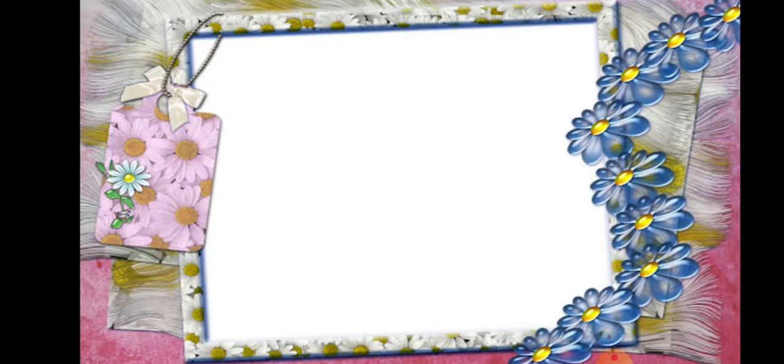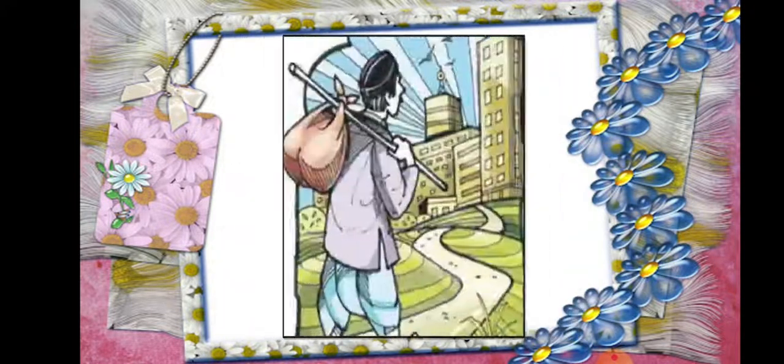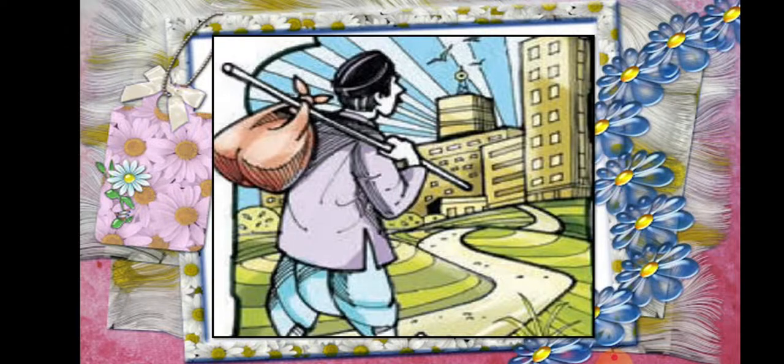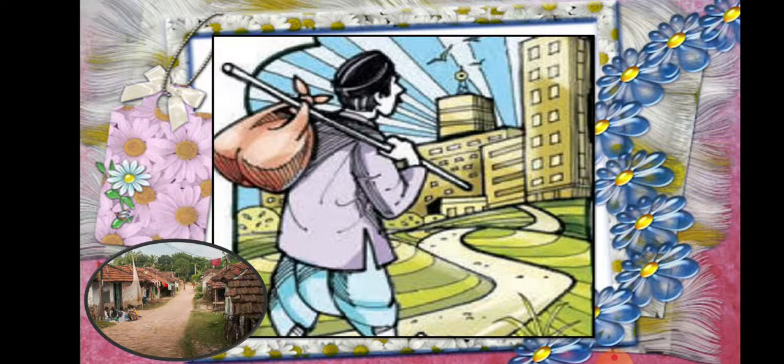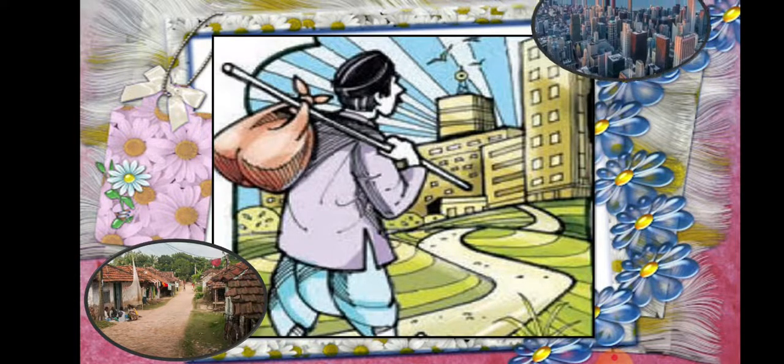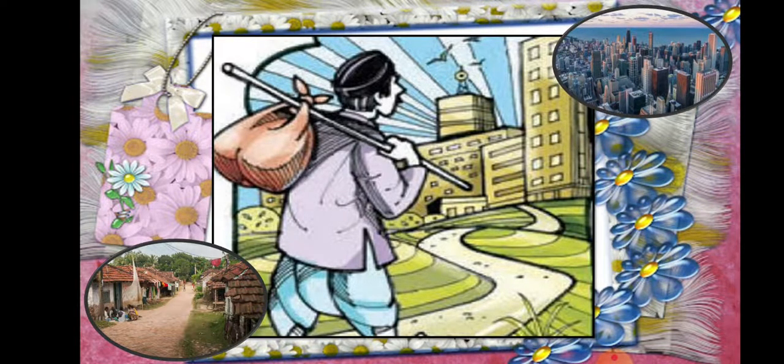Now here I will show you with an image. You can see here a person traveling from one area to another. That means a person traveling from a village to an urban area, to a city area. So this means there is a migration from village to urban area, that is, to a city area. So this is just an example of migration.